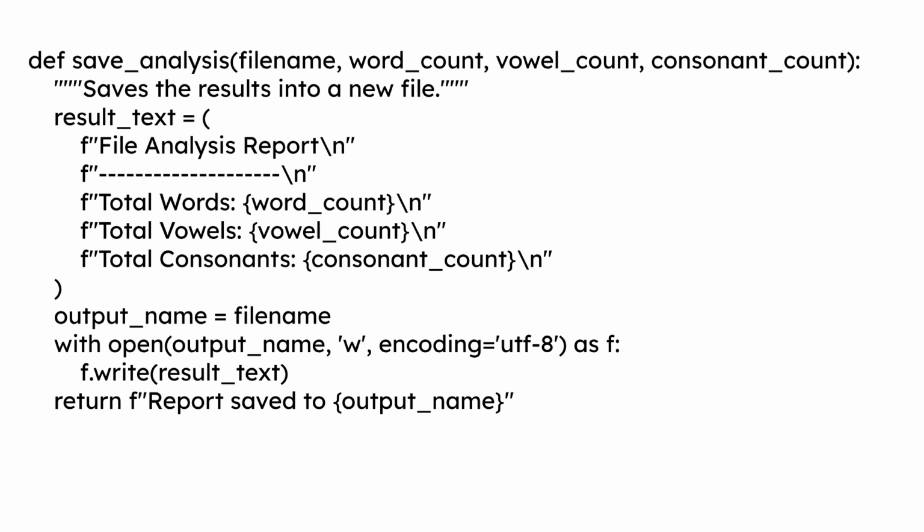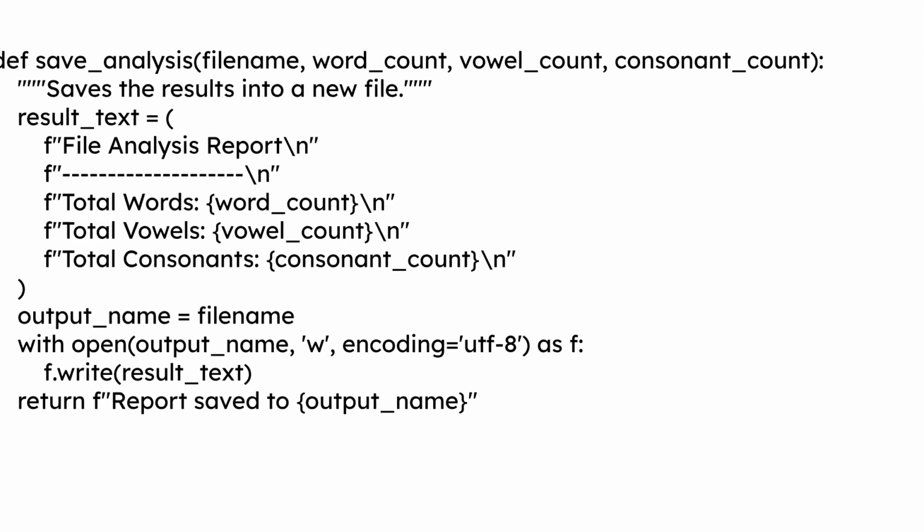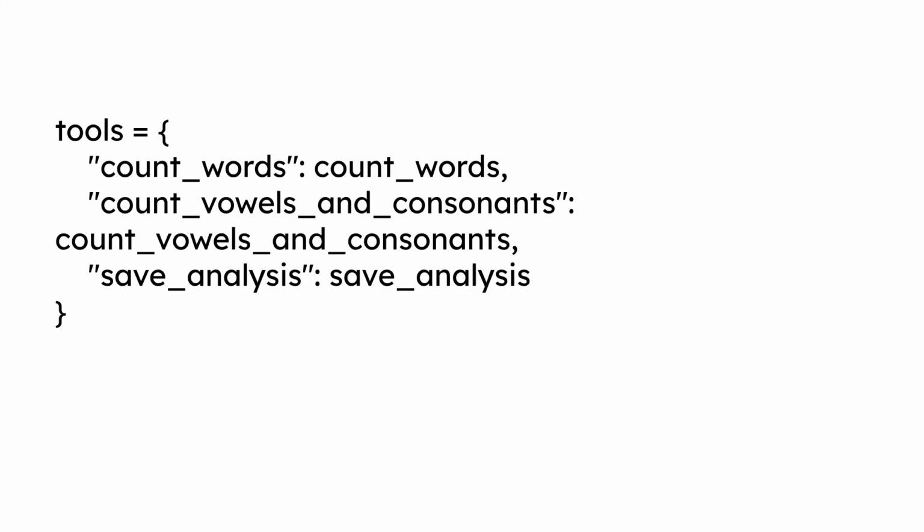The dish is boxed up, labeled as information.txt, and waiting on the counter. And that is how our 3 tool functions work. Now that we've built our 3 individual kitchen stations, we need a way to organize them so our chef can actually reach them. That brings us to this small but incredibly important piece of code, the tools dictionary.